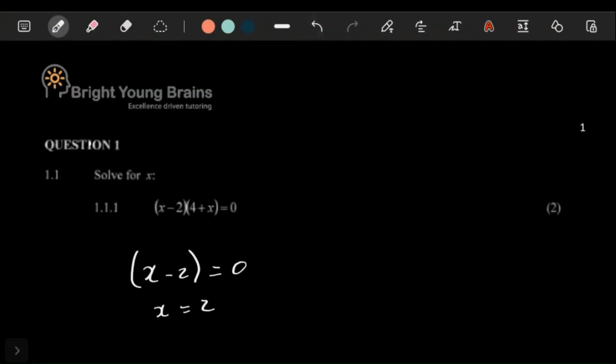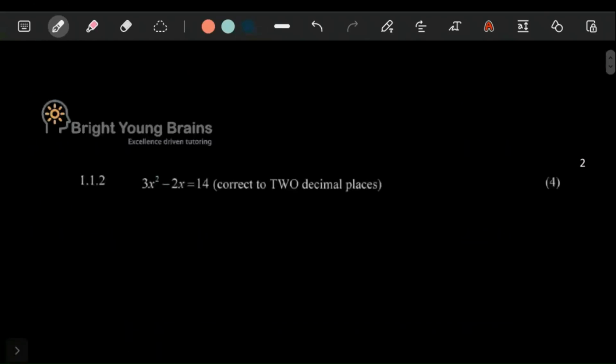And then here, second bracket equal to 0, 4 plus x equal to 0. Fortunately, nothing crazy here. The 4 can just go over, become the negative 4. Okay, so very straightforward question. We don't even need to dive or dwell too much on it.